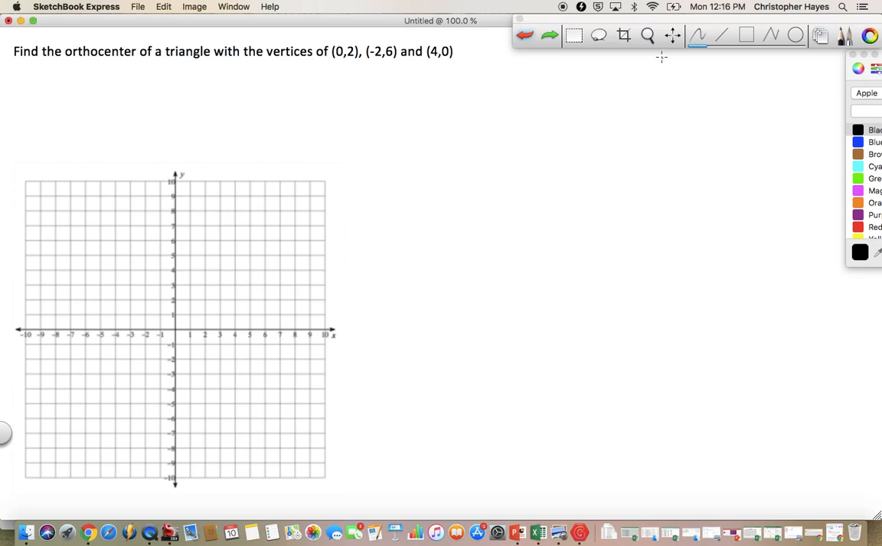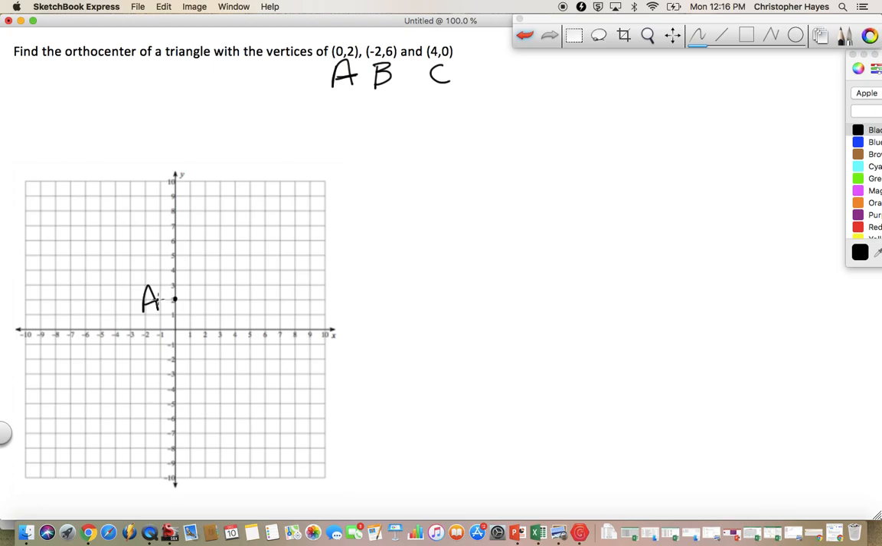So this problem is asking us to find the orthocenter of a triangle with vertices. So first of all, let's draw our triangle. I'm going to call this point A, this one point B, and this one point C. So A is at 0, 2.